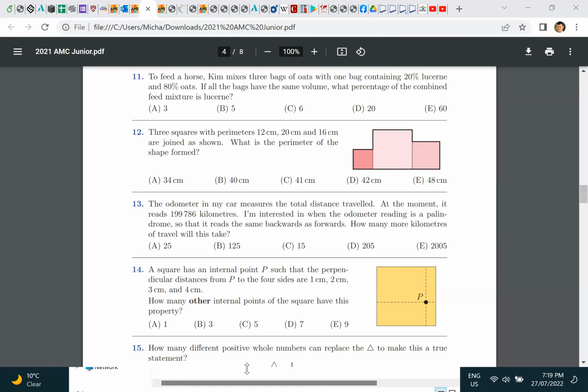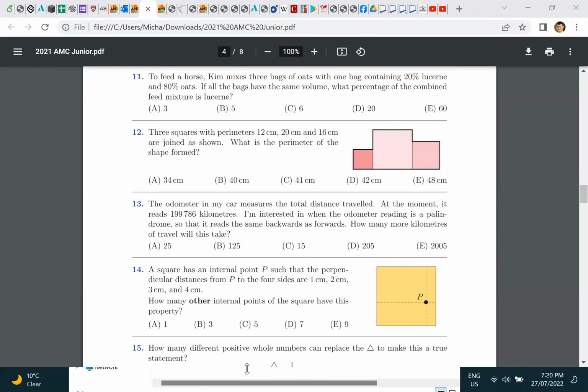Is it 20? Yeah. Oh no, it can't be 20, right? Because 20 is the percentage of one of the bags, yeah? Wait, if it says all the bags have the same volume, does that mean all the bags have 20% lucerne and 80% oats? Or no. 3 of the bags are 100% oats, yeah?